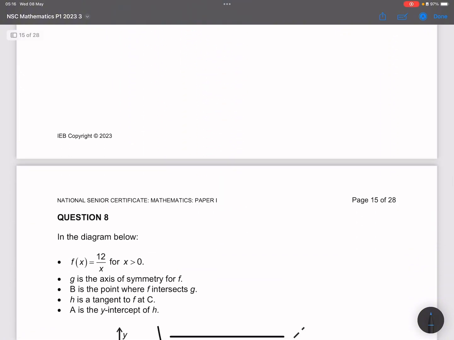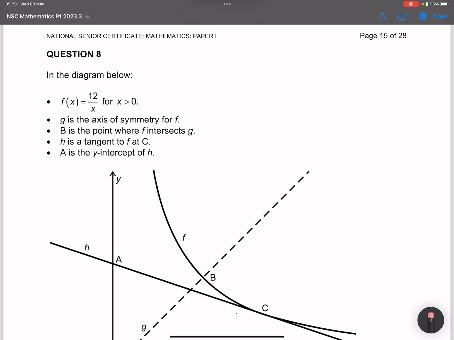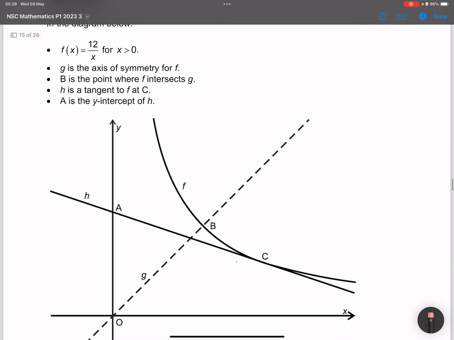Question 8. So we start with question 8, and they say in the diagram below, we've got f of x, which is 12 over x, for x greater than 0. They say g is the axis of symmetry of f, and B is the point where f intersects g. So which means that we are looking at that point over there, where they are intersecting. They say h is the tangent to f at C, and finally, A is the y-intercept of h.